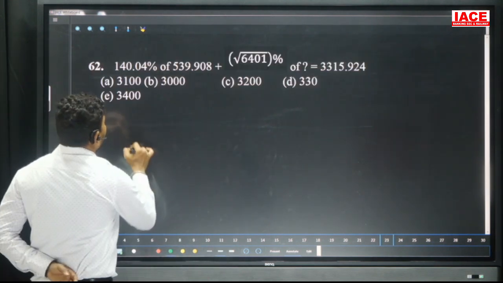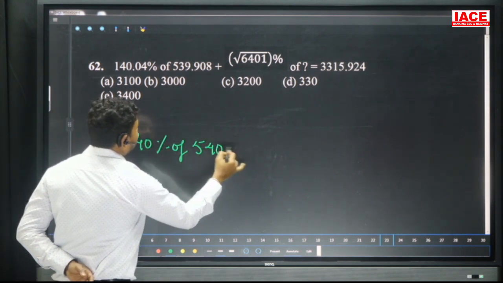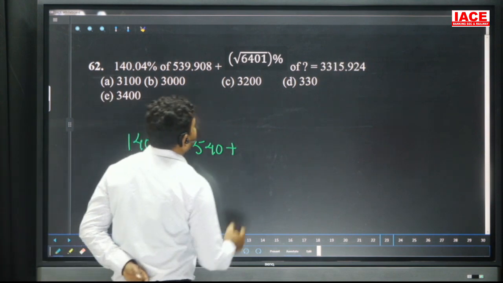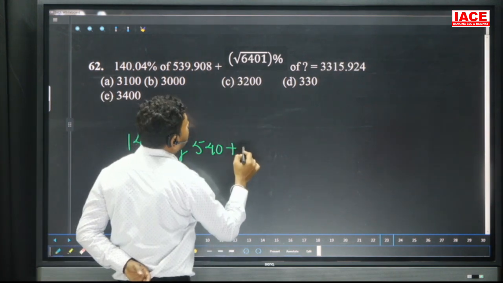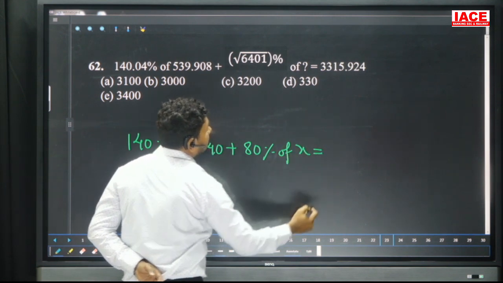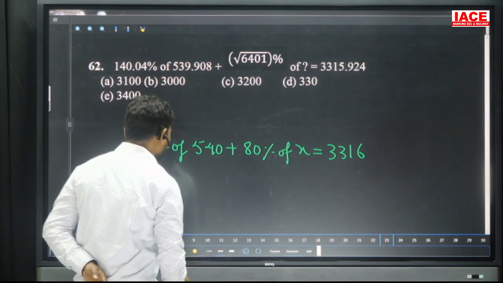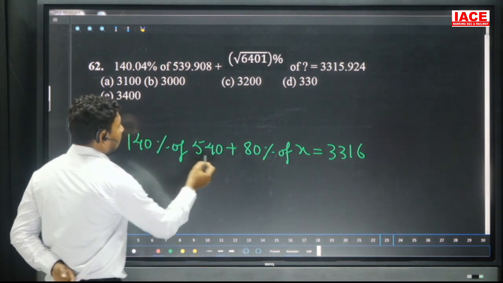Next, 140 percentage of 540 plus root of 640. This we can write as root of 6400, that is equal to 80. 80 percentage of x, which is equal to 3316, and 140 percentage of 540.